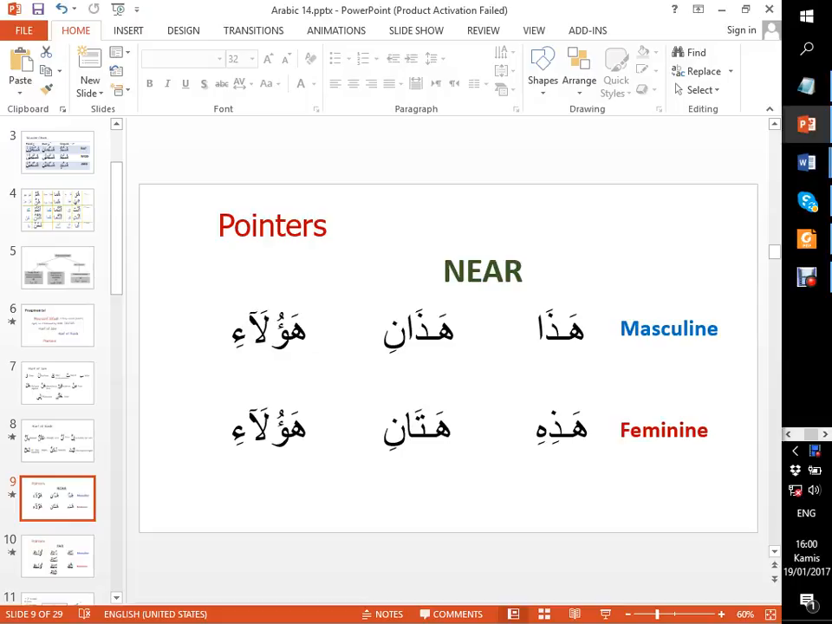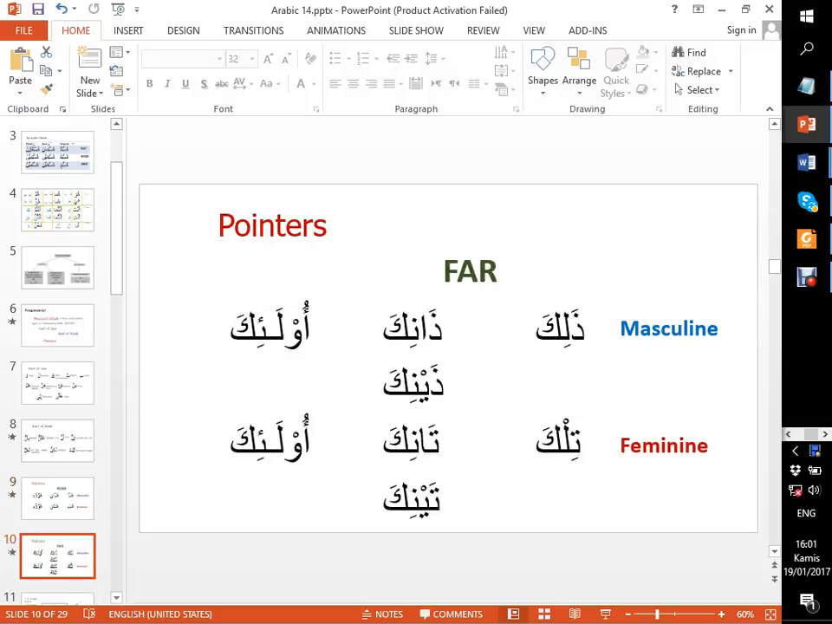Haulai. It's for near, and for far, we call it dalika, ulaika, tilka. And again, the plural has the same word. The difference is only masculine and feminine, and you can ignore the middle one. Okay, it's for far. So like this and that. Okay, this and that.